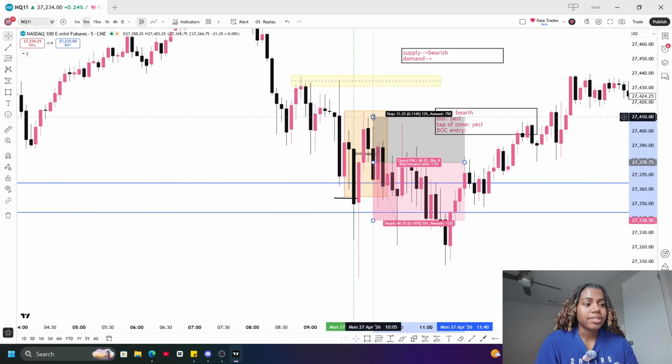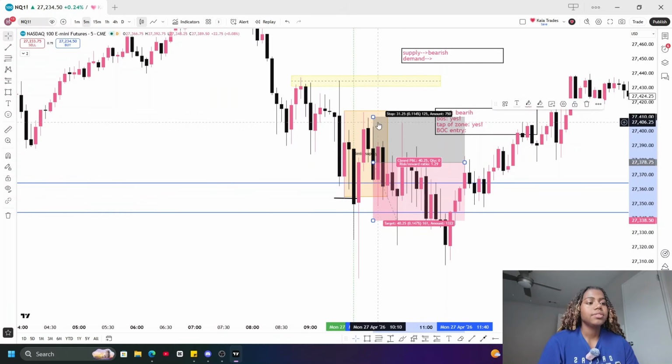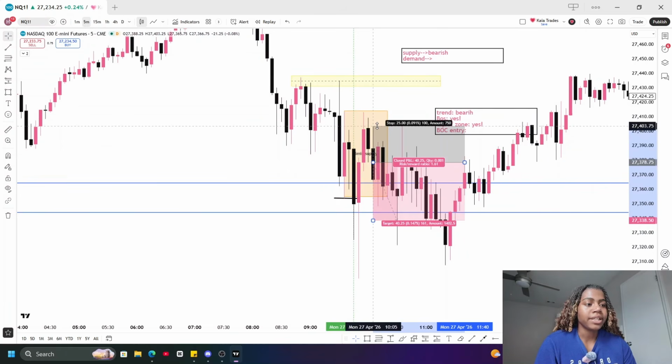And now we're going to move our stop loss. This is 31 ticks. That's not too bad. You can move it down if you'd like to again. We're going to do it on the entry of that candle, shooting for the 1-to-1. And beautifully, that played out.